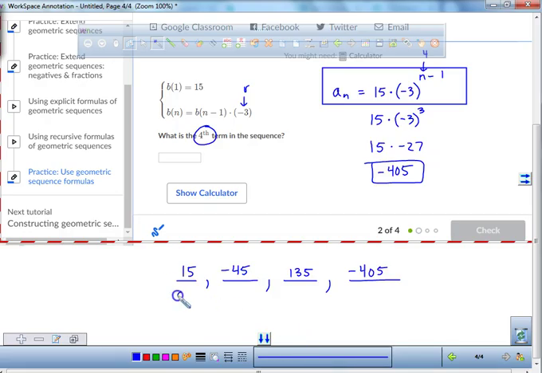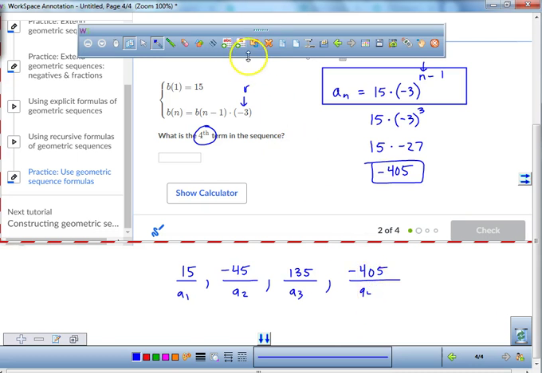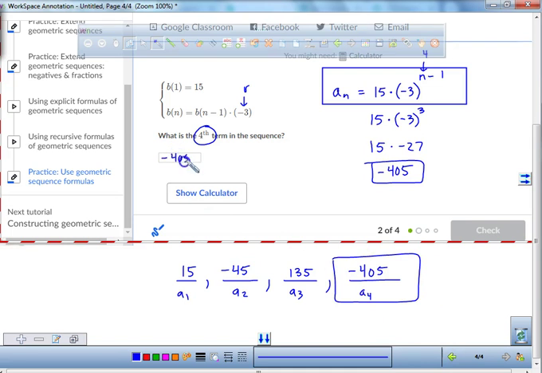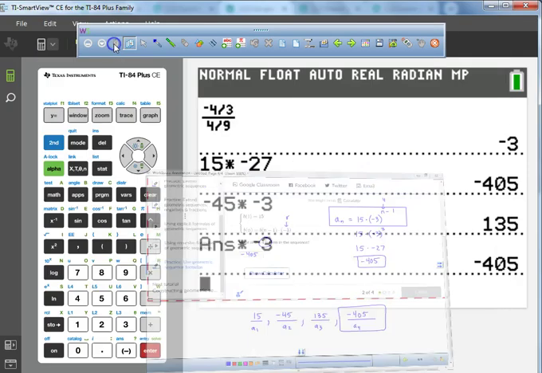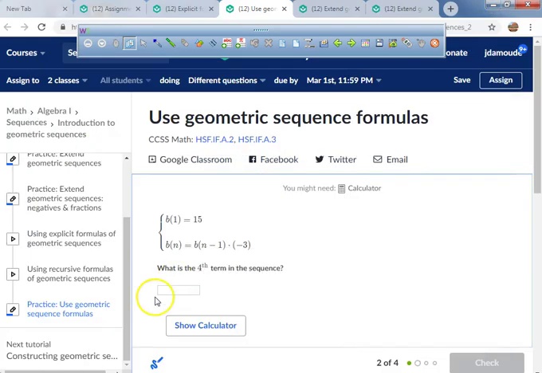So this right here, this is your first term, this is your second, this is your third, this is your fourth. Now it looks like a 9, so not an A. Which means this is going to be my answer right there. So I'm going to write negative 405. Alright, so go ahead and type in negative 405.